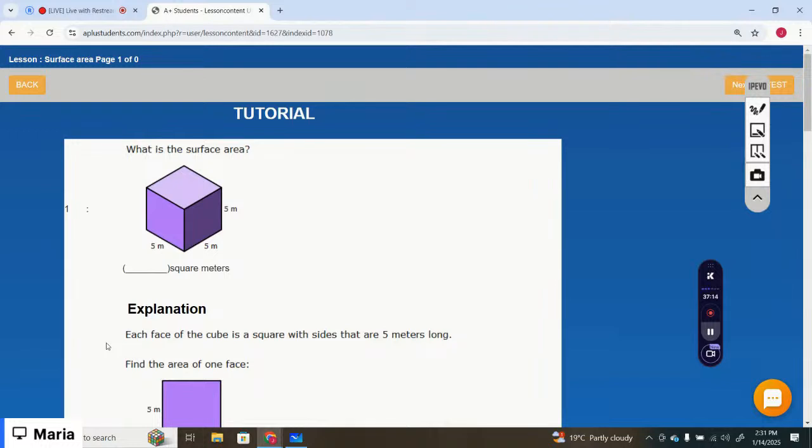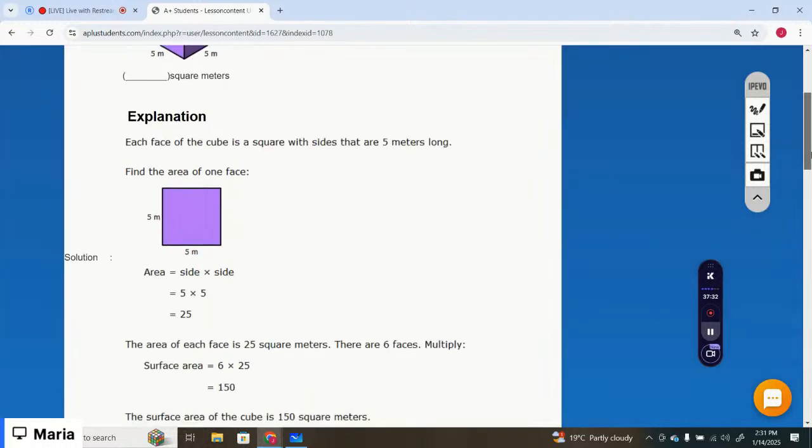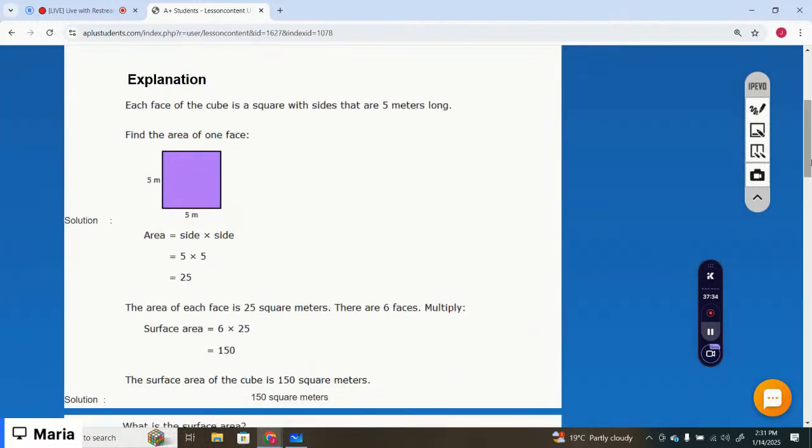You are given a cube. You need to calculate the surface area of the cube. So you need to calculate the area of one face only, because the cube has all faces that have exactly the same measurement, right? They all are squares. So you need to calculate the area of one face. Area of one face is side times side. So the cube has six faces. So you have to do 6 times 25, that is 150.